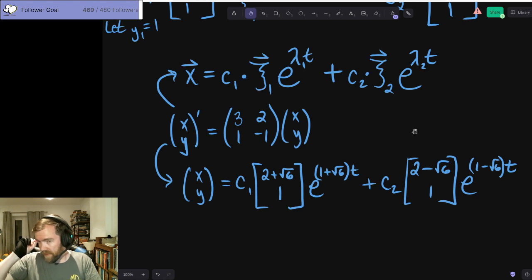So I think I'm going to let you all go here, and I will continue a little bit just to prove here that this is in fact the correct solution to the above differential equation.